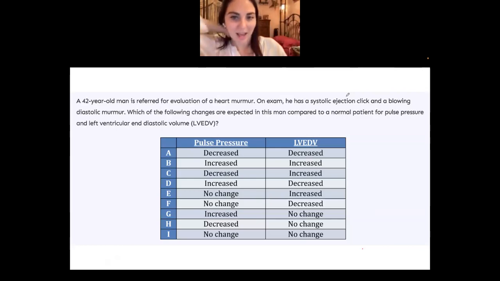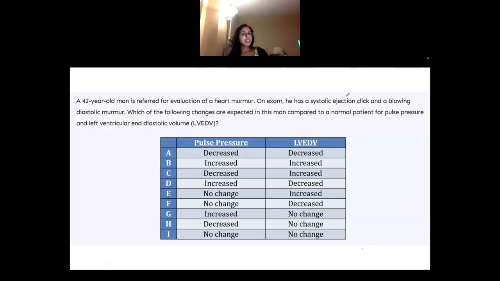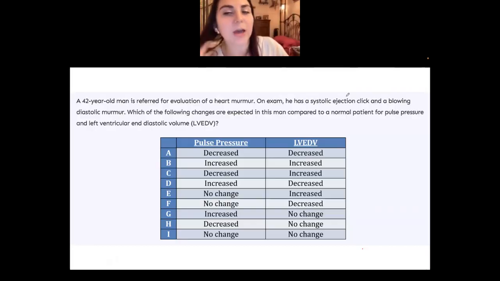Aortic regurg. Yes. So that's how I would approach. I actually don't know why they explain this murmur like this. I forget, I'll look in the explanation. But if they're asking you about pulse pressure, just think maybe this is aortic regurg, honestly, because that's the only one where pulse pressure is relevant.